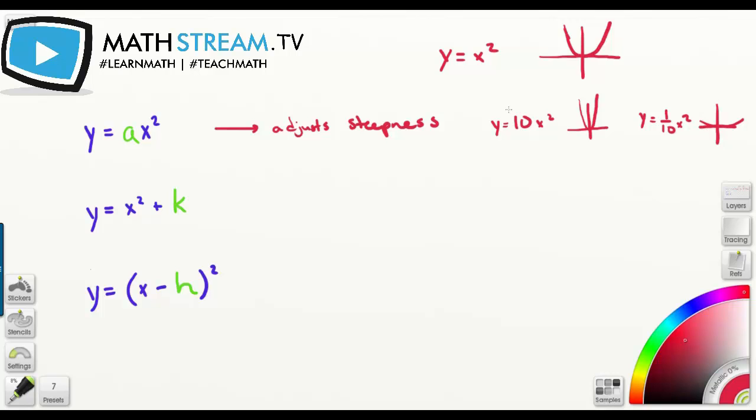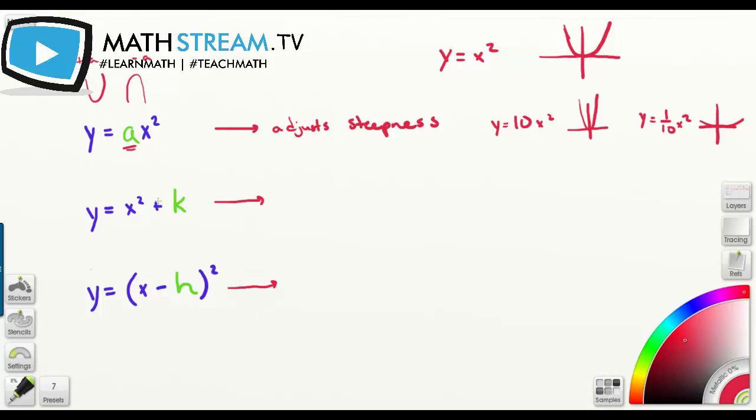And again, the reason is because of this letter a, which adjusts the steepness of the graph. If it's positive, it has a U shape. If it's negative, it flips upside down. So positive a is U-shaped, negative a is what we call a vertical flip. It's an upside down U. So we did bring some closure to that in class. Then we were talking about the difference between k and h.